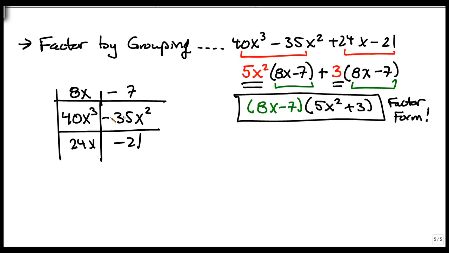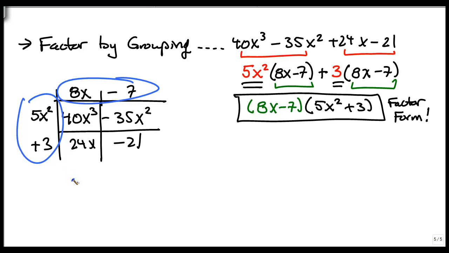Now let's look for the first row. For the first row, I think there's a 5 that's common and an x squared. And for the second row, it looks like to me there's a 3. Now you might say to yourself, well, should I pull out the plus 3 or the minus 3? Just pull out what's common. There's not two negatives that are common here. So here's my 8x minus 7. Here's my 5x squared plus 3. And this is my factored form.